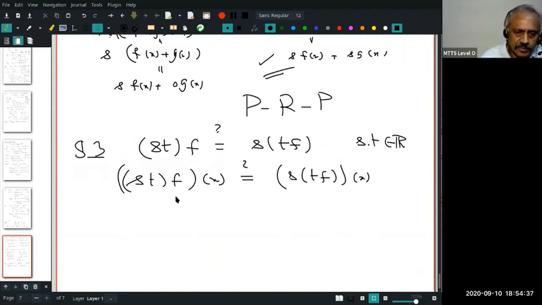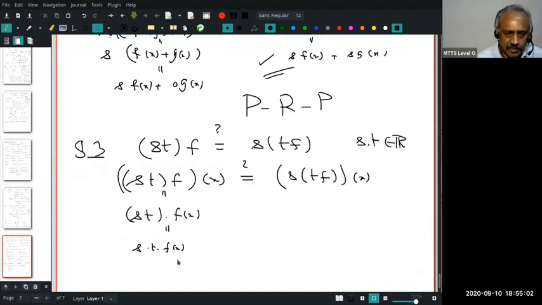Now, what is this by definition? Some scalar multiple of function at x is (st) of f(x), right? But what is this? s, t and f(x), these are all real numbers. Therefore, this is associated with the real number. This is s into t into f(x). Because of associativity, I can write it any way I want.